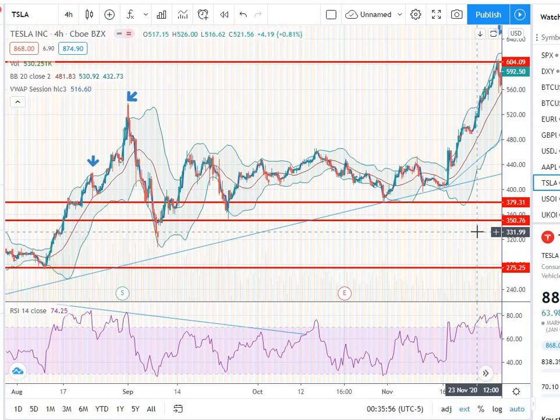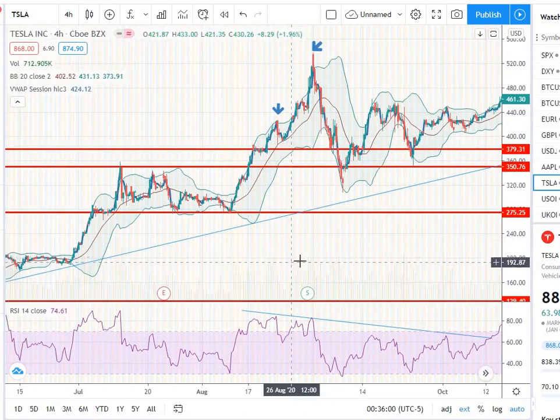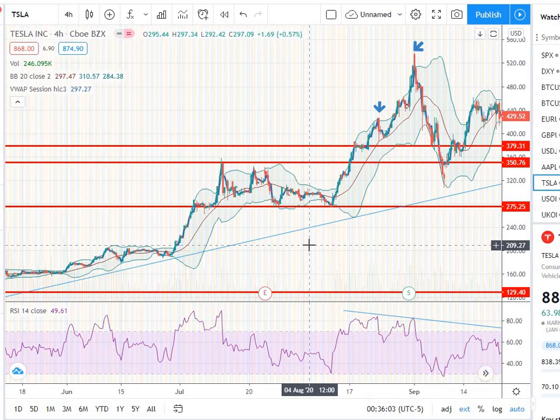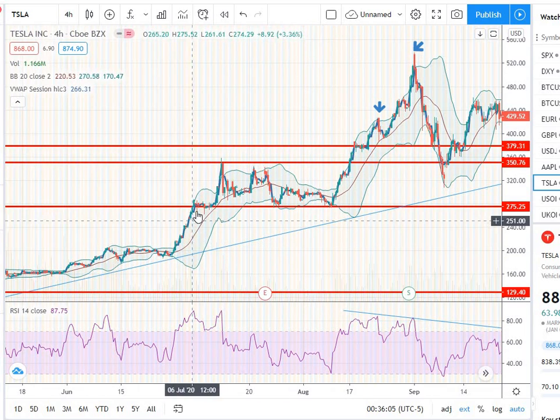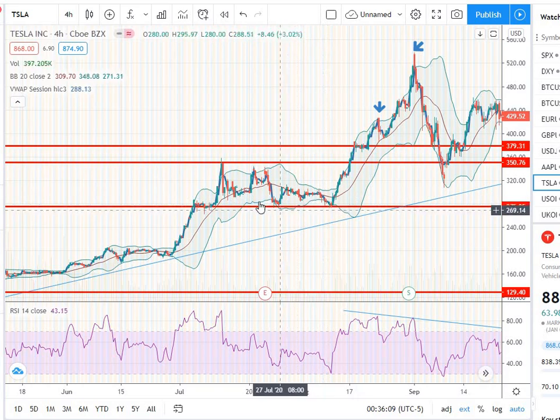Anyways, going back to the support and resistance, if you can see here, you can see the support. Stock comes down, we make support, we make resistance, support and resistance.